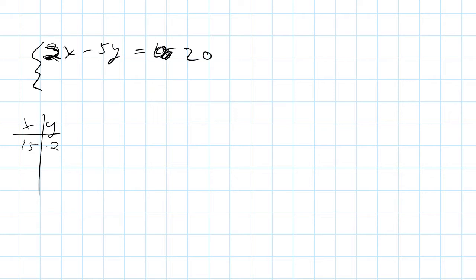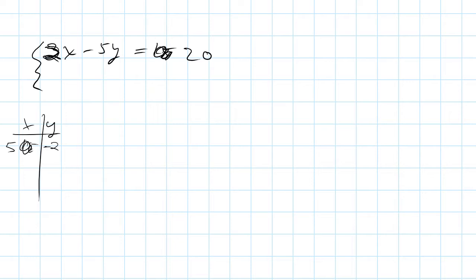If I make this negative 2, then it becomes 2x plus 10. If I make it negative 2, that seems promising. Negative 2, 2x plus 10 equals 20. 2x equals 10, x equals 5. So 5, negative 2 does seem like a reasonable answer.